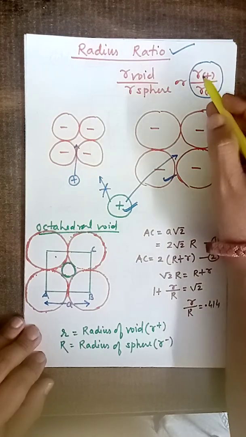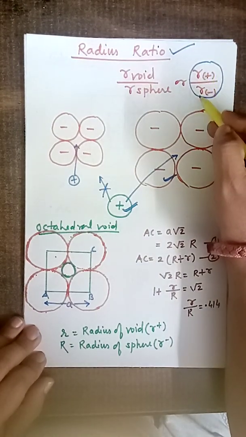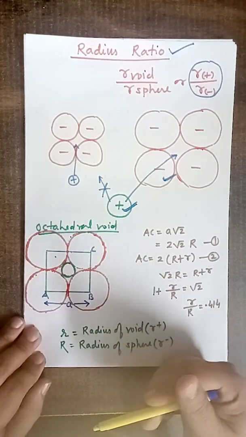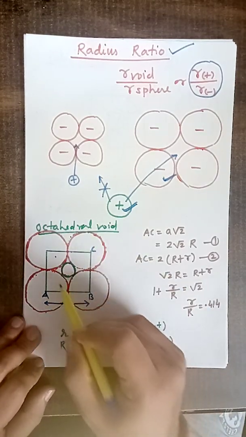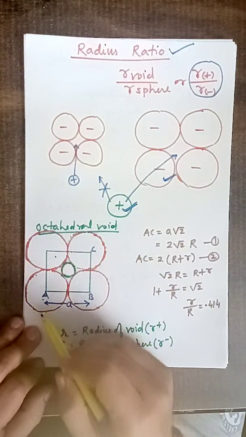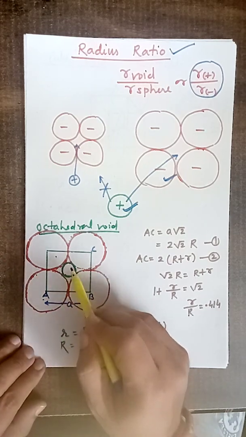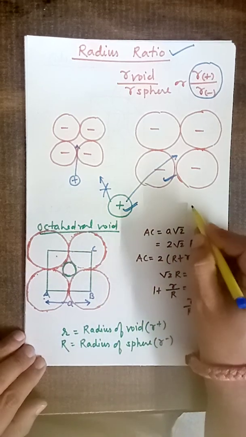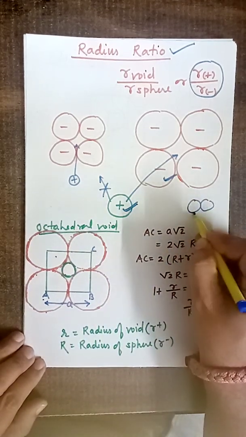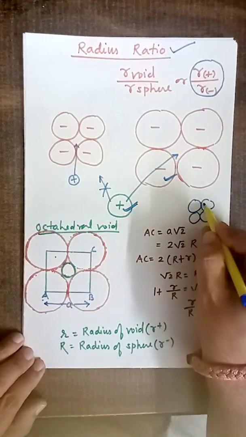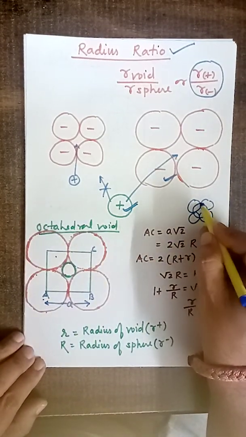Now how can we derive this radius ratio? It is the radius of void to the radius of sphere. Look at here, first the octahedral void. In an octahedral void you can see 4 particles are in contact. One particle will be just over this void, one particle will be just below this void. Somehow it looks like this. These are 4 particles which you can see here, and one particle below it and one particle above it.